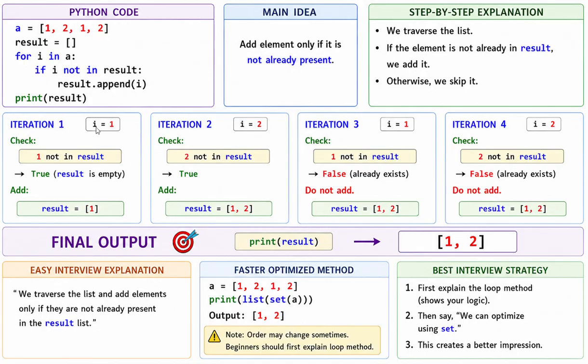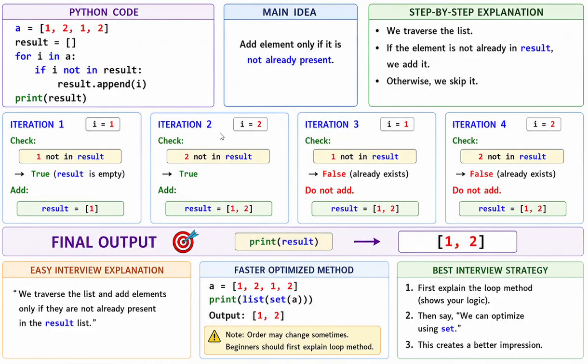Okay. Iteration 1. What is the first value here? i = 1. Check here whether 1 exists in the result or not. No, 1 is not in the result. So the condition is true. So we add it into the result.